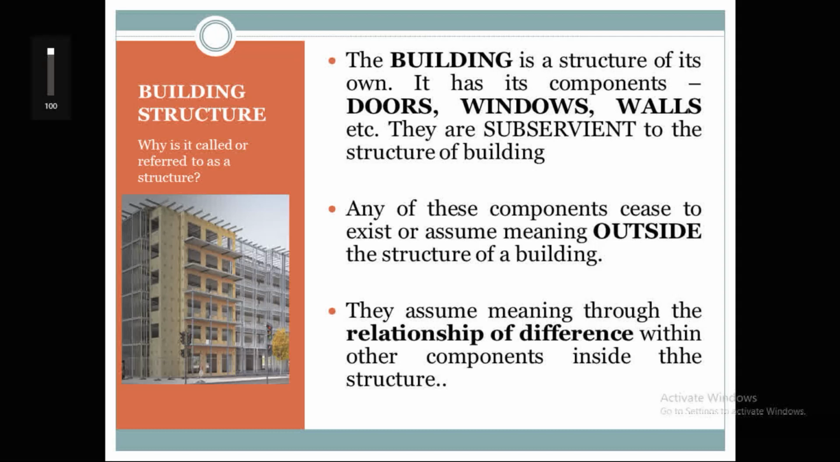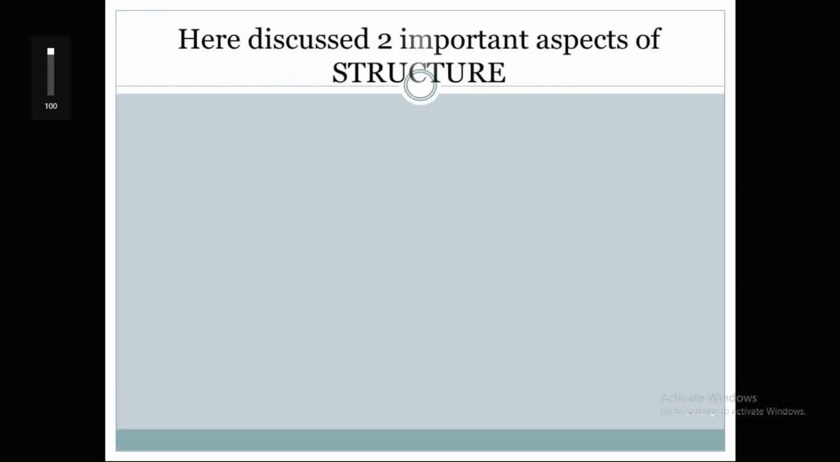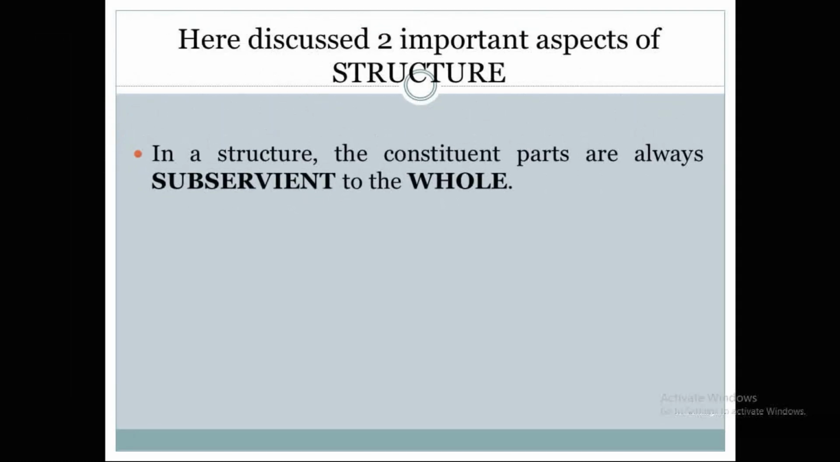So basically we have understood two basic features of a structure through this example. The first one is that in a structure, the constituent parts are always subservient to the whole. So when you have a structure, you have constituent parts inside the structure, and they should be subservient to the whole. They should have a connection to the whole.